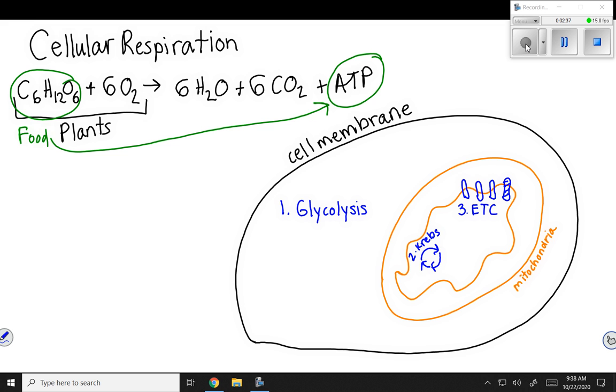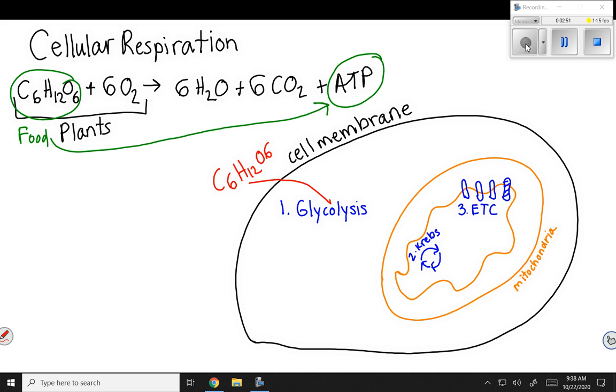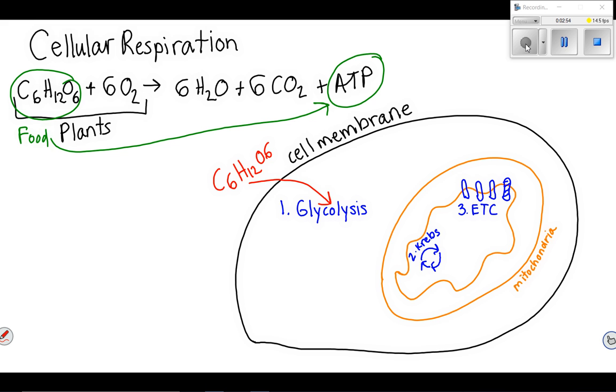Let's add in some of our components. So the glucose is going to be used in glycolysis. C6H12O6 goes into glycolysis, and then that will eventually get broken down and it will go into the Krebs cycle. The oxygen is going to come in over here to the electron transport chain. The carbon dioxide will come out from the Krebs cycle, and the water will come out from the electron transport chain.